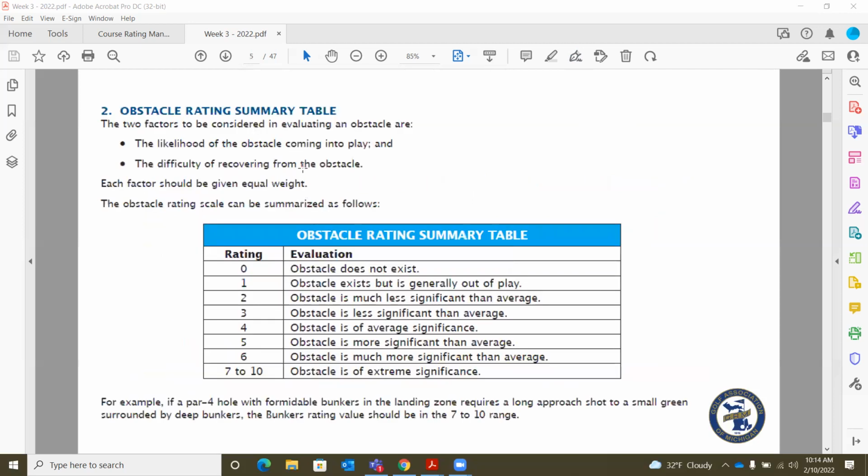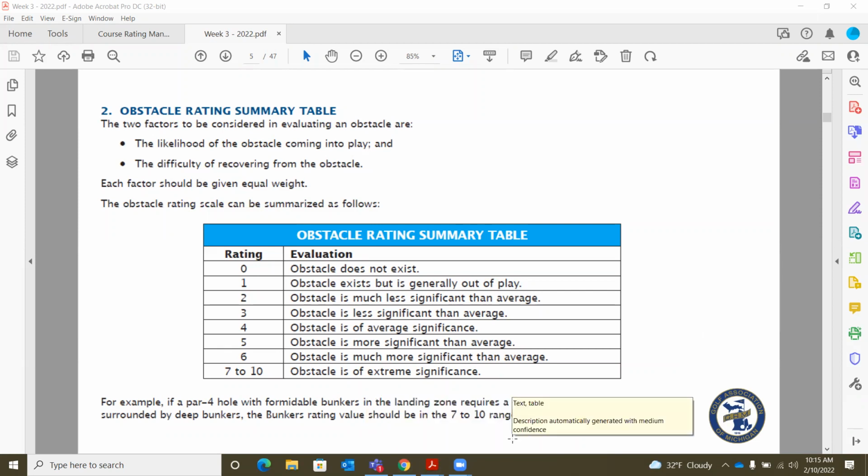And then again, when we're looking at these obstacles, a lot of this is kind of built into the tables that we'll see and that you'll see in the book, but we're looking at the likelihood of the obstacle coming into play, as well as the difficulty of recovering from the obstacle. And then here's just a general summary of the values and what the numbers mean typically. And there's an example here at the bottom.